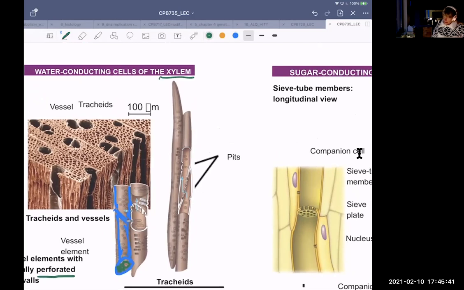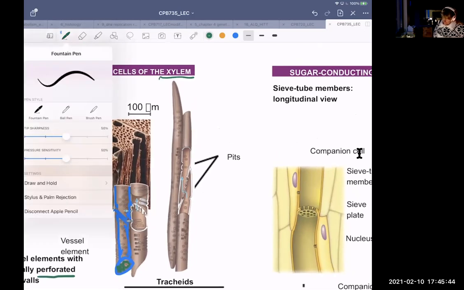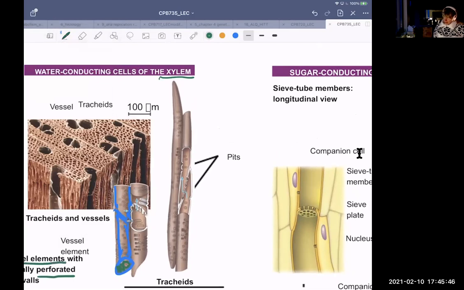They're called vessel elements. And they're partially perforated. They're wider and shorter. They're like micropipes, really. Tracheids is the other kind of cell. And they, on the other hand, have pits. And water flows from one cell to another.